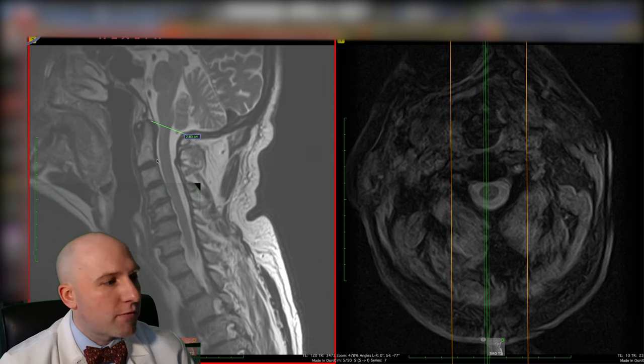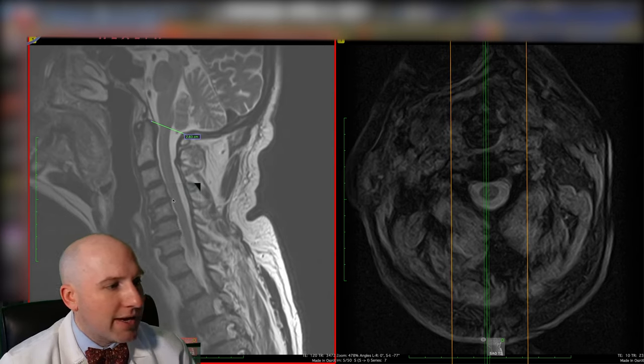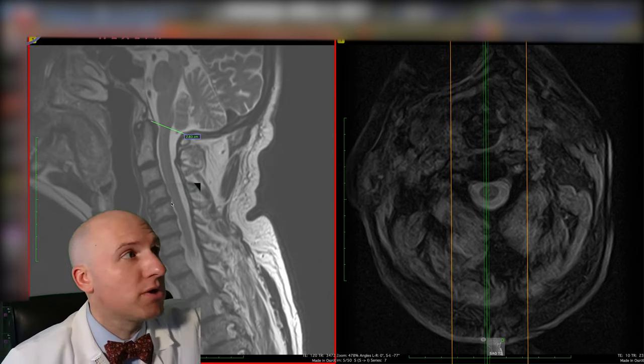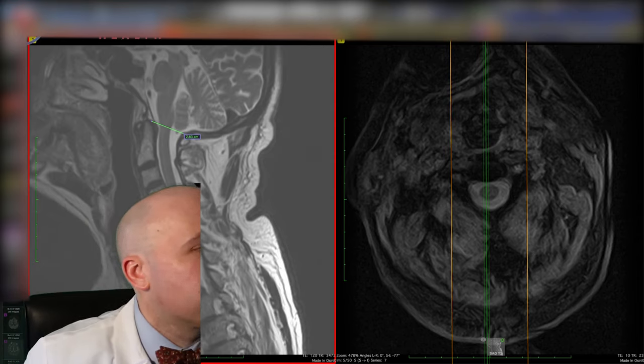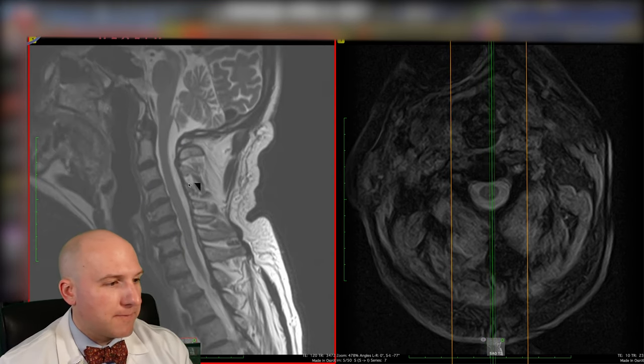The next thing we look for are all of the discs, and we look to make sure that everything is well aligned and there are no little bulges or dots. And here, what we can see is that there are some disc bulges. These disc bulges represent degenerative disc disease, which is not uncommon in patients with cervical pathology.